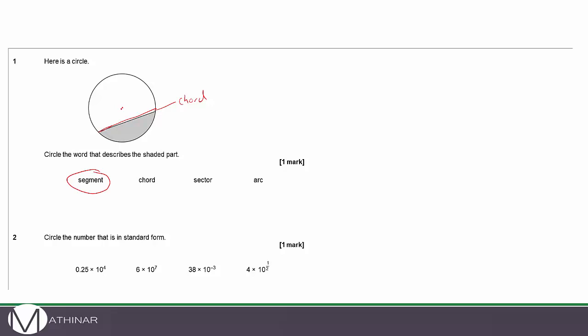A sector looks like this. So there is a sector, and the arc is this part here.